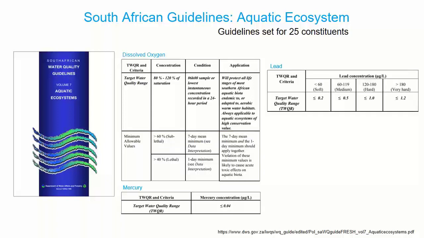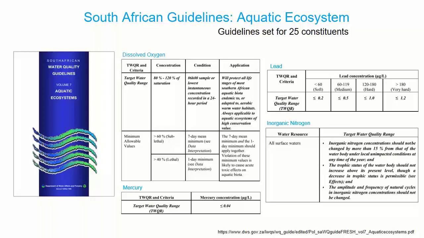Note the lead criteria vary depending on the hardness of the water, which is related to levels of calcium and magnesium. For inorganic nitrogen, which is a plant nutrient, note that no specific concentration target is set. Rather, the target water quality range is to maintain nitrogen concentrations within 15% of the natural value. Consideration is also given to not increasing the trophic level of the water body, which may lead to the harmful algal blooms mentioned previously.